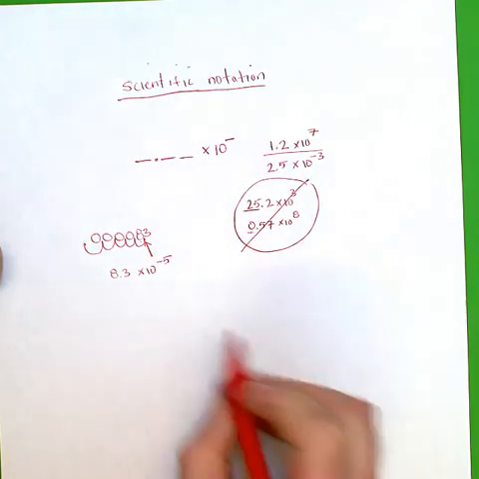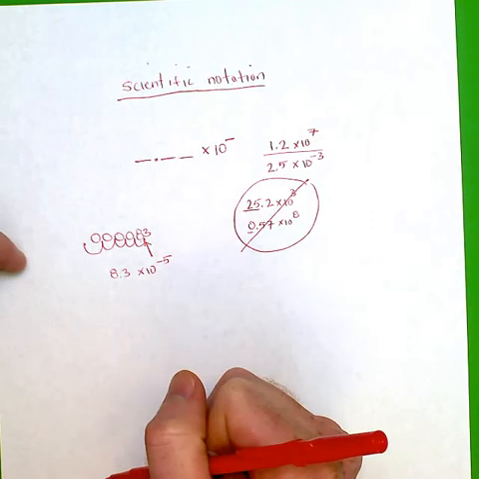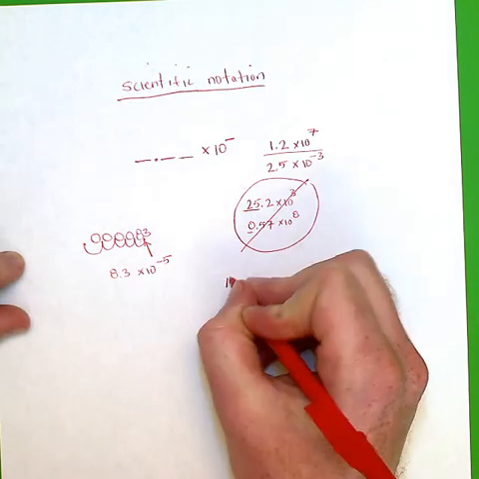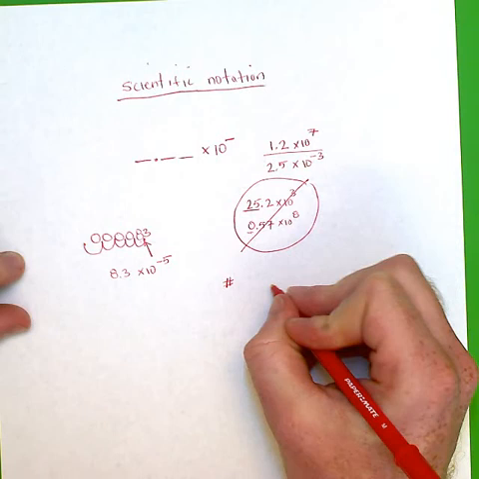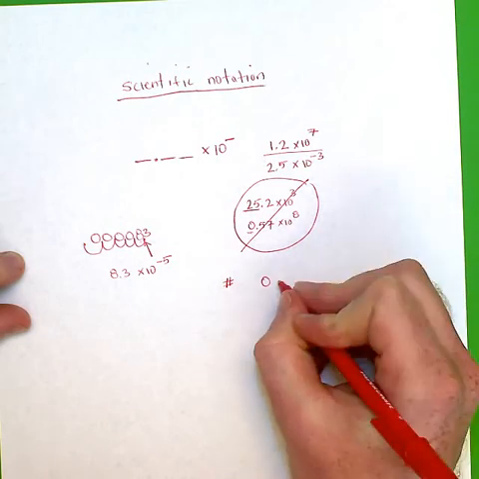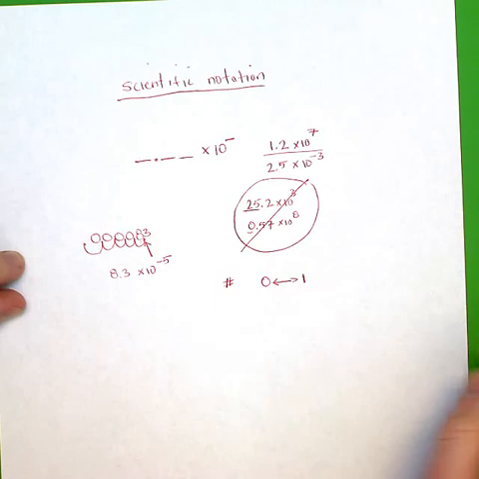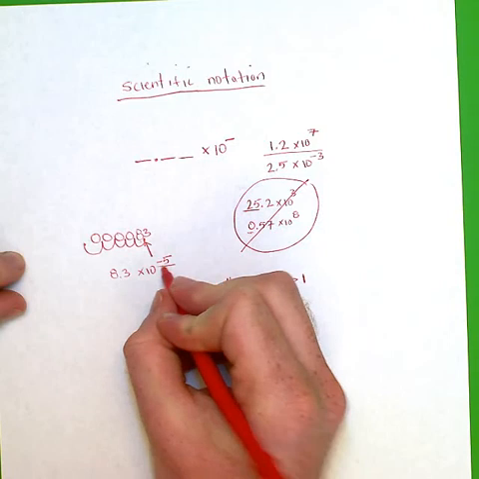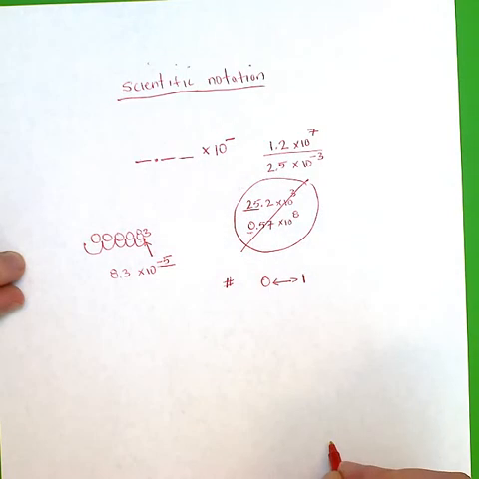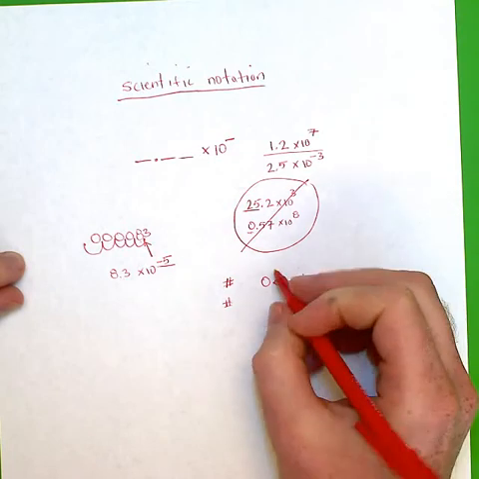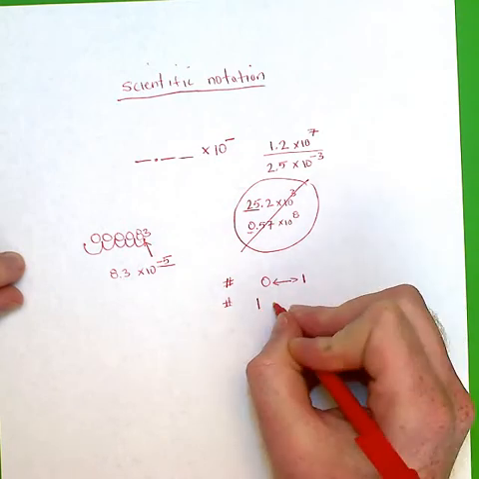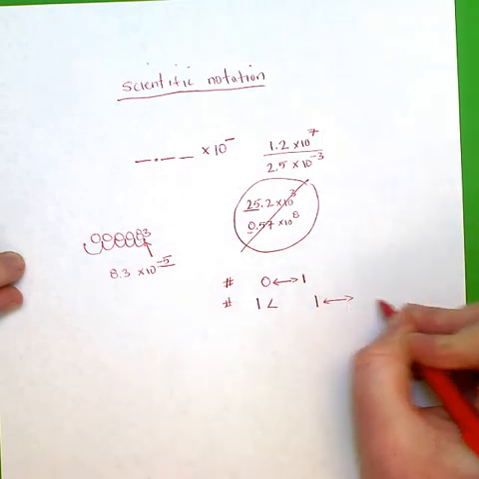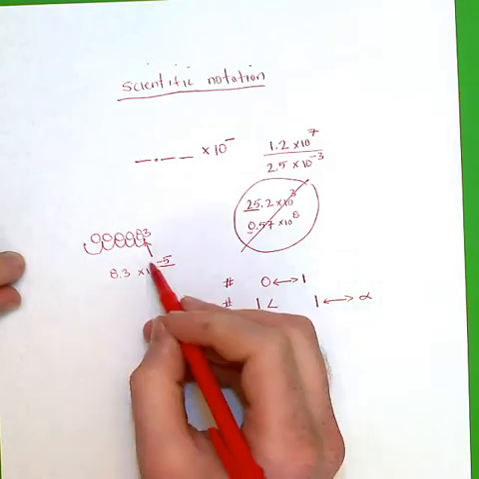Okay, well, why is it a minus 5? Well, an easy way to remember this is that if you have a number and that number falls between 0 and 1, meaning that you have a number that is less than 1, you're always going to have a negative exponent. If your number is greater than 1, okay, so 1 to infinity, then you're going to have a positive exponent.